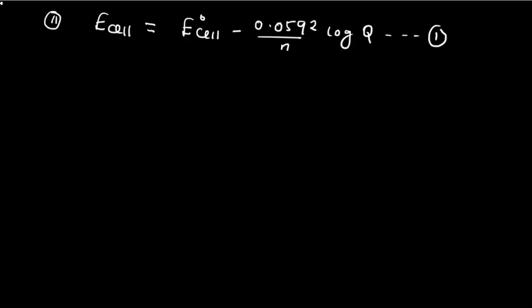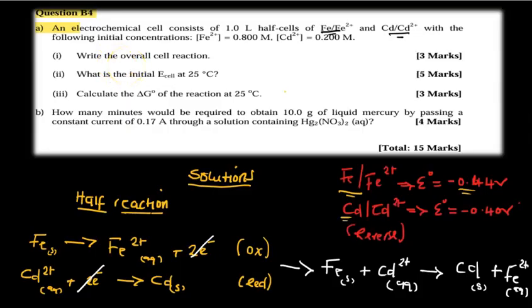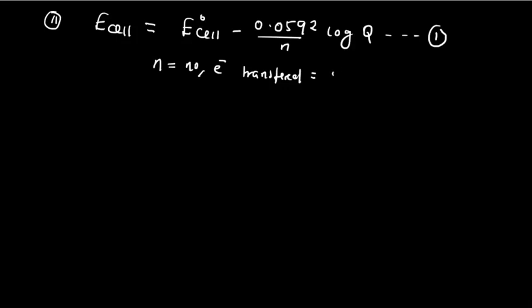So first of all, we need to identify what we have. In this equation, n is simply the number of electrons transferred. If we go back to the number of electrons transferred, here in this case we only exchanged 2 electrons. The ones that we cancelled out are the electrons that were transferred. So in this case 2 electrons were transferred.